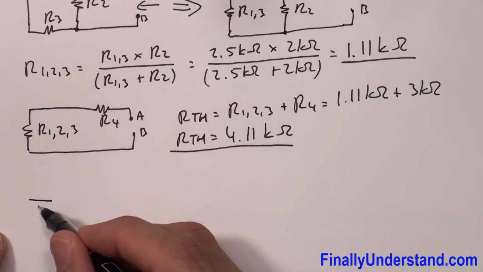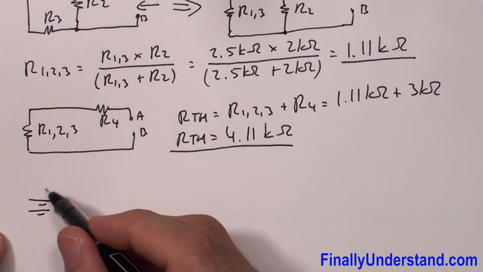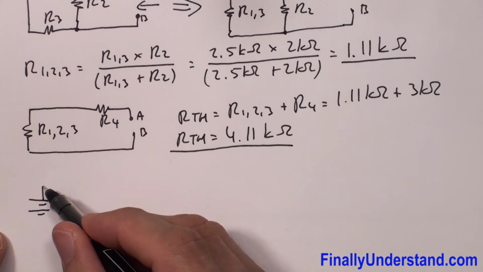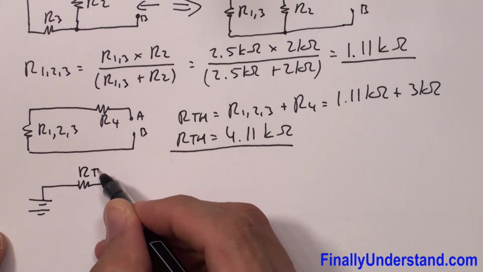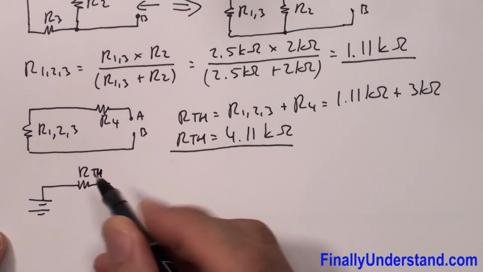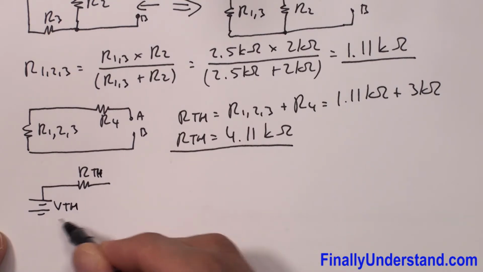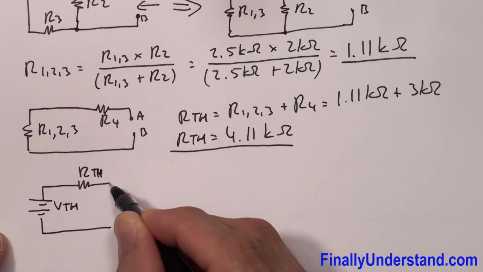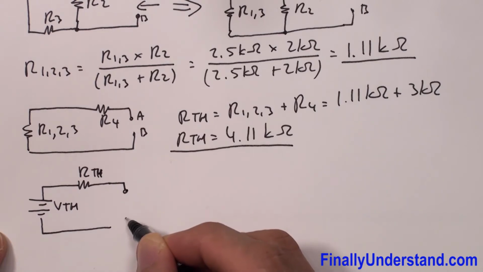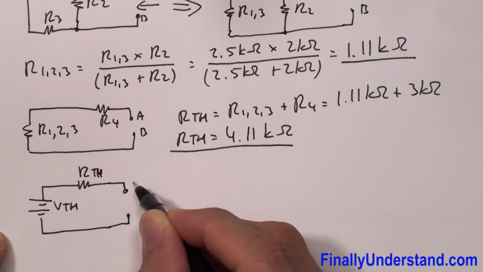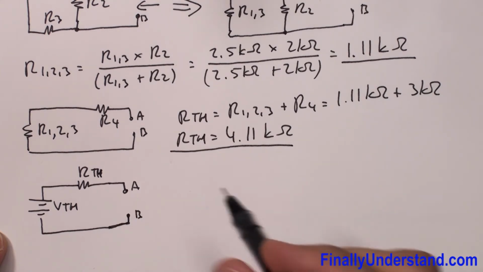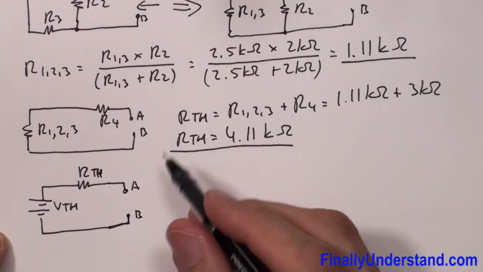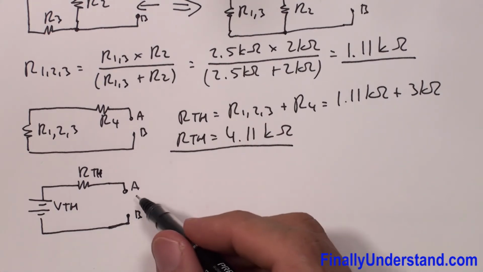So next I'm supposed to simply draw the Thevenin's equivalent circuit. So this is my RTH, this is my VTH, and I have my points. These points are my point A and point B. Next I'm supposed to replace my resistor RL.